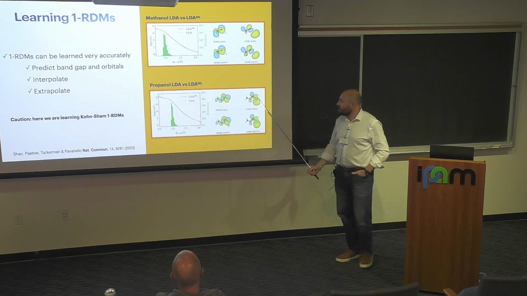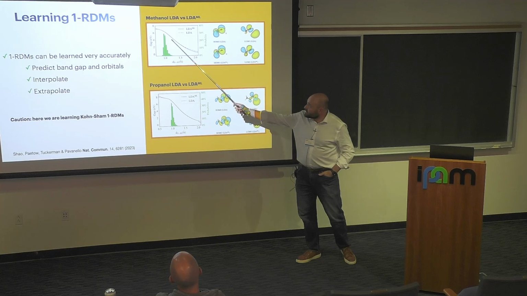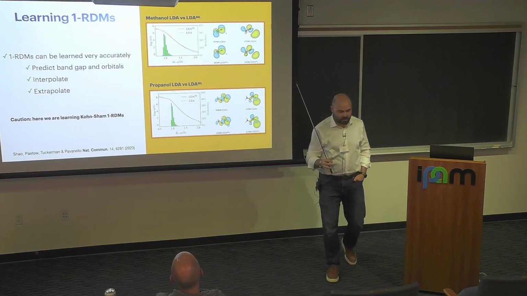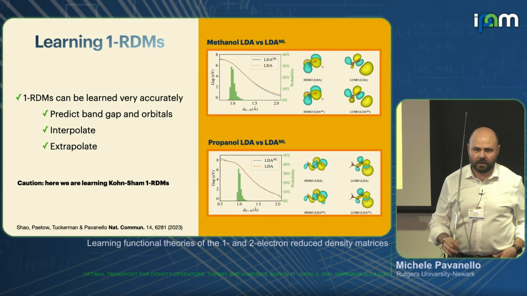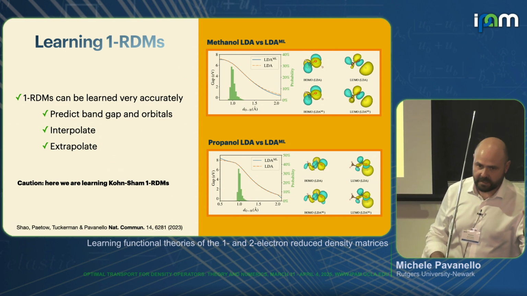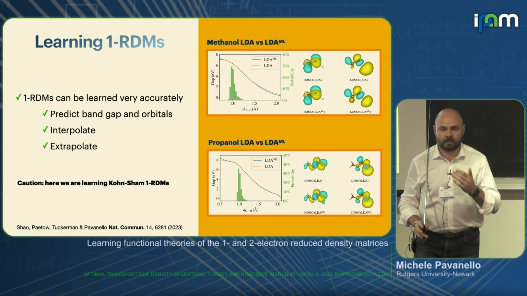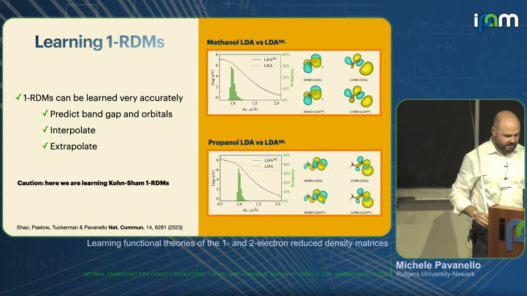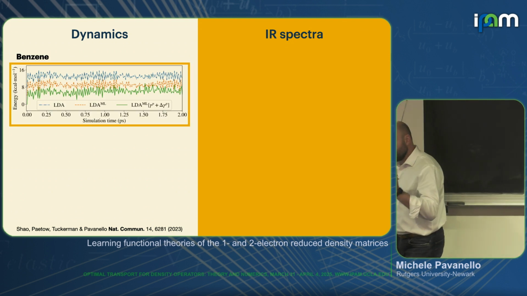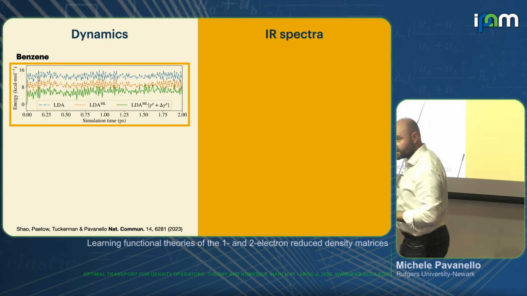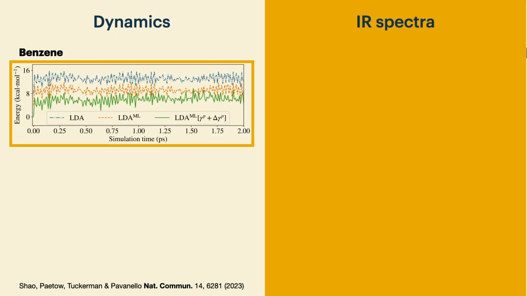Same for propanol. And what you see is that this gap is actually predicted much farther away from the training set. Okay, so yes, the model is restricted to the particular method, molecule, basis set. But at least it's accurate. But how accurate? Seems accurate, but how accurate? Well, so accurate that we can run molecular dynamics with these RDMs. Just to give you an idea, chemical accuracy is something like 1 kcal per mole, something like this.